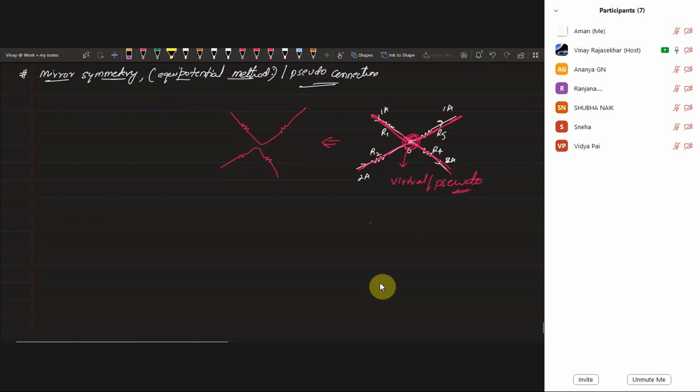I'll give you one more example to differentiate between a pseudo connection and a real connection. For example, I'll take a resistor R1, and this is the junction. I'll take resistors R2, R3 and R4. Now I'll take this current as 1 ampere and this current as 2 ampere. Here 1 ampere current is flowing through R4 and 2 ampere current is passing through R2. Can you tell me, is this connection a pseudo connection or a real connection?